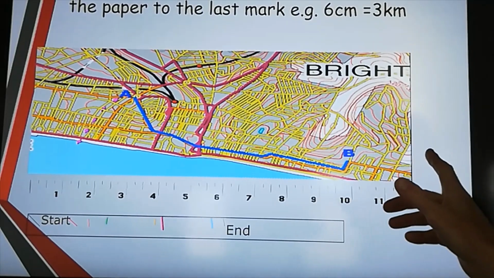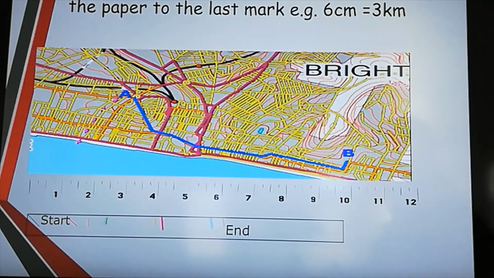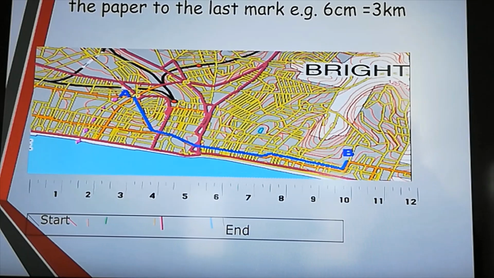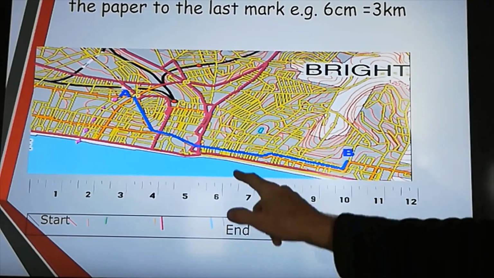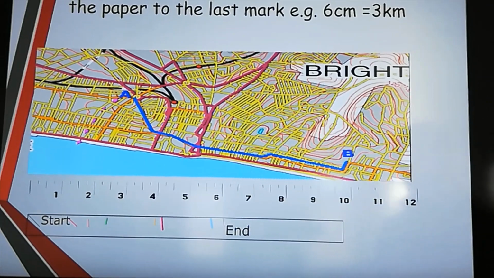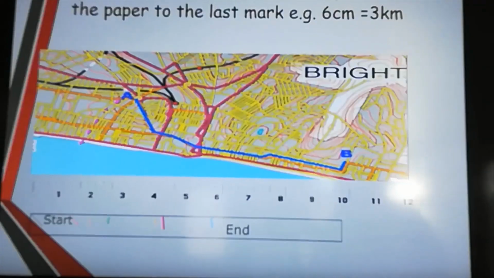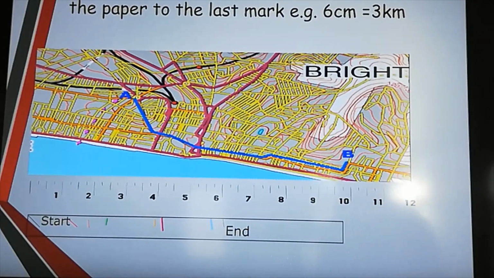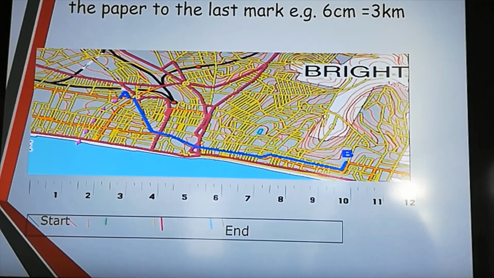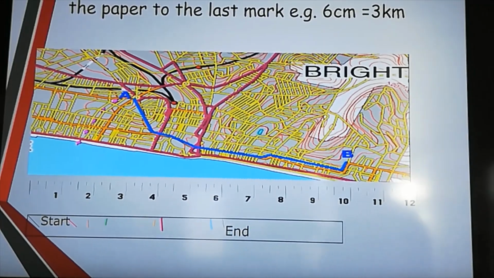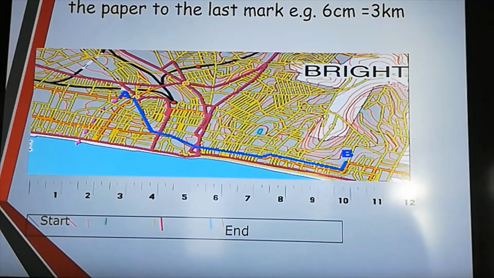I don't know what the scale was of that map, but if we think about the scale of the map I was working on previously, and we've measured 6 centimetres, well, we know 4 centimetres is a kilometre, so half of 4, it's going to be 1.5 kilometres, that distance of the leg would have been. So that's how I would calculate the distance of the leg.